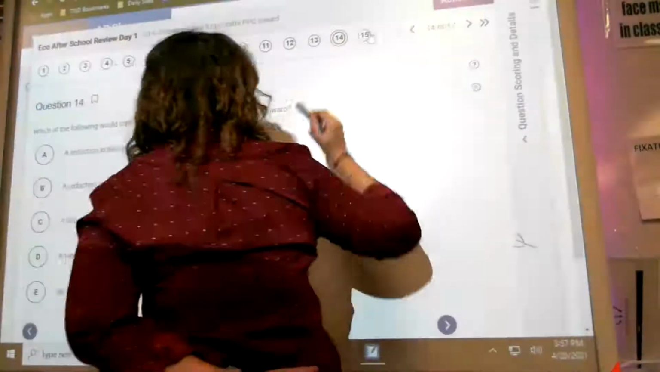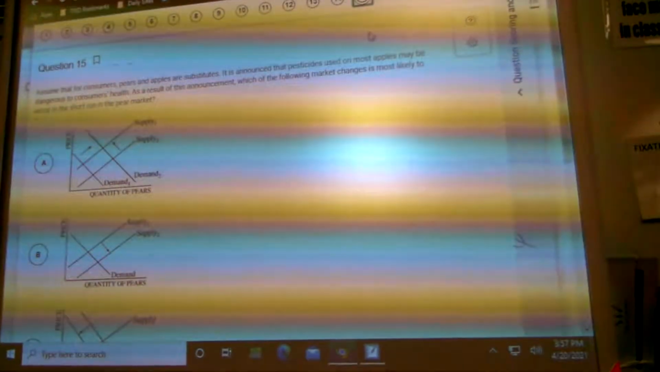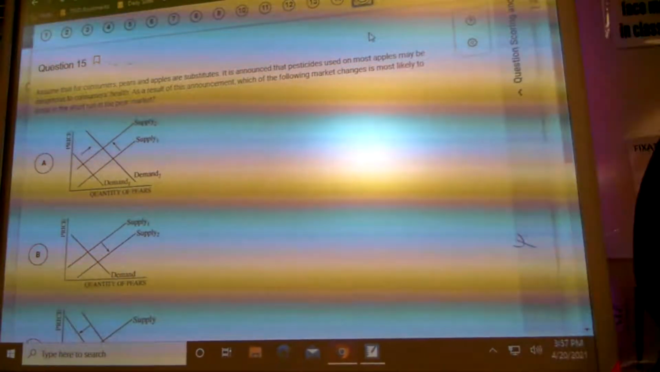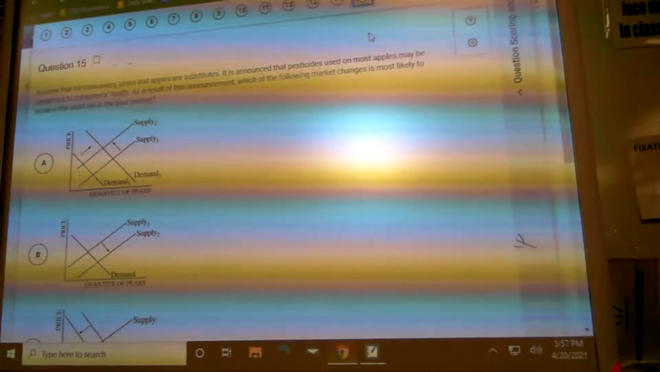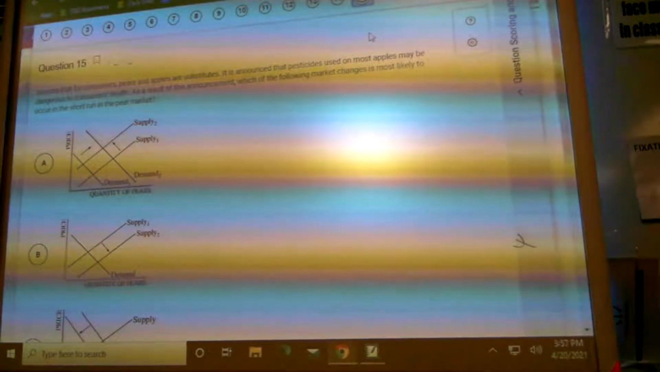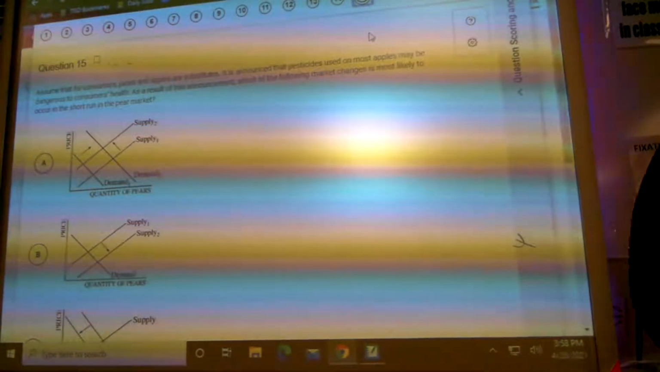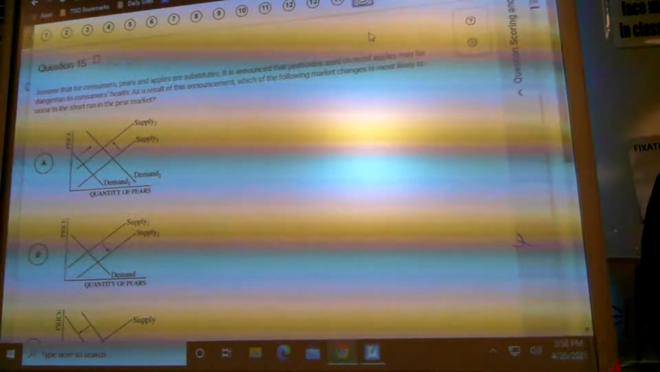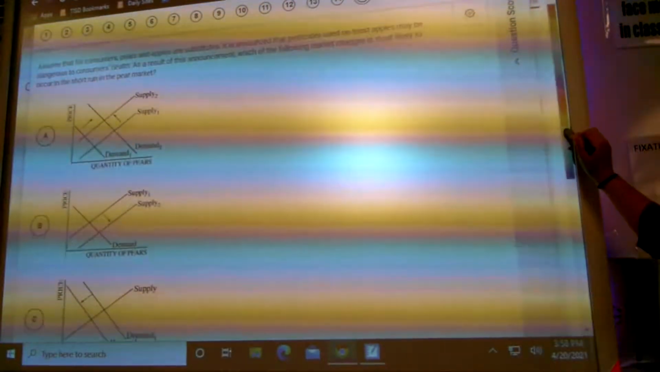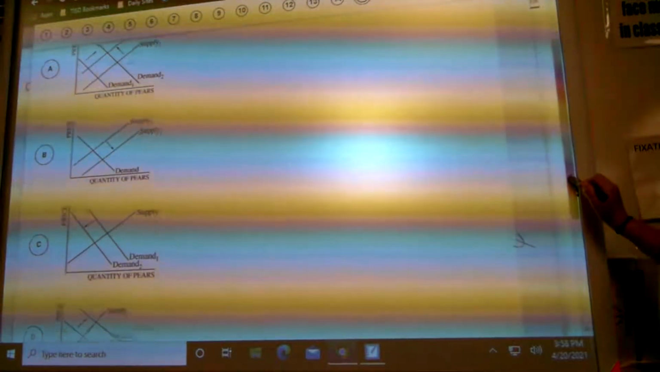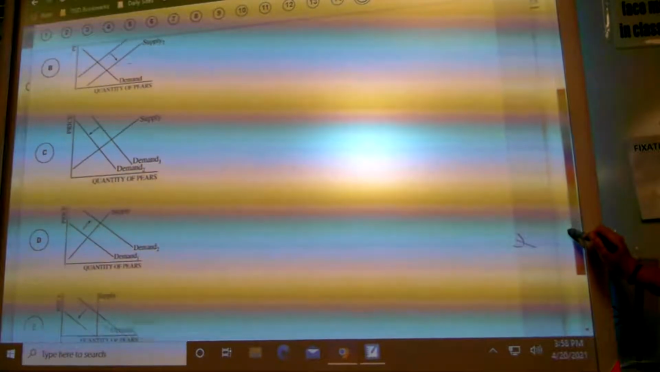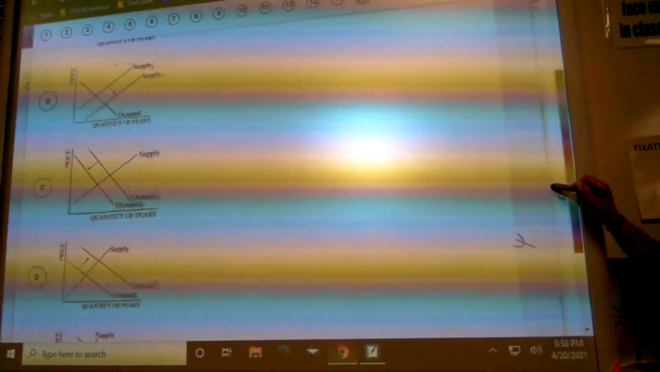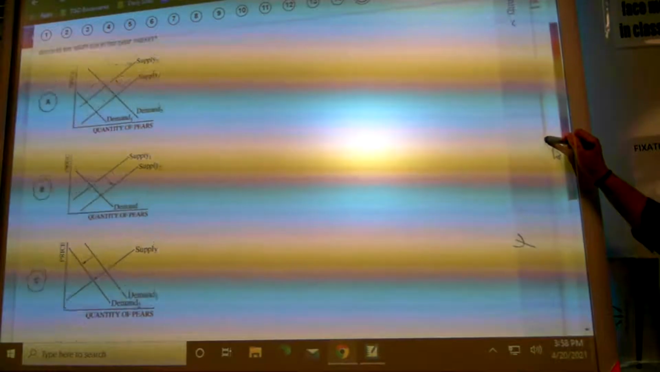Okay. We're almost done. Oh my gosh, there's graph answer choices. Okay, assume that for consumers, pears and apples are substitutes. It is announced that pesticides used on most apples may be dangerous to consumers' health. As a result of this announcement, which of the following market changes is most likely to occur in the short run in the pear market? So apples are dangerous to your health. What's going to happen to the pear graph? Oh, this is substitutes. That should narrow down what curve is shifting.